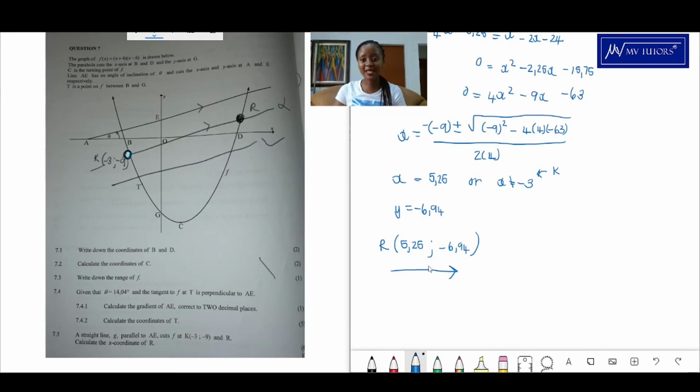Sorry guys for taking up your time. Use the quadratic formula. It is easy, it is straightforward, it is quick, and it will give you the right answer. Don't try to be smart like me.